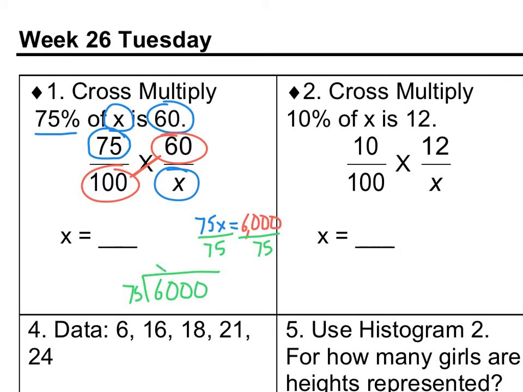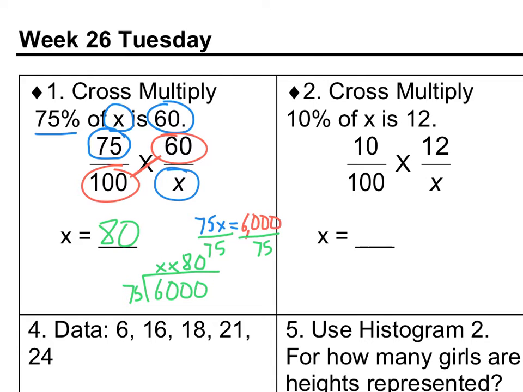75 doesn't go into 6 or 60, but it goes into 600. 8 times. Now, how can we do that quickly? Well, 75 and 75 is 150. Going by 150 and 150 would be 300. That's 4 75s. 300 and 300 is 600. So that's 8 75s, which is going to leave me right at 8. And then I will need the 0 to go on there. So x has to be 80.